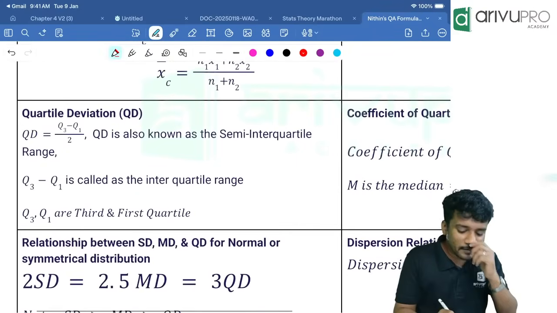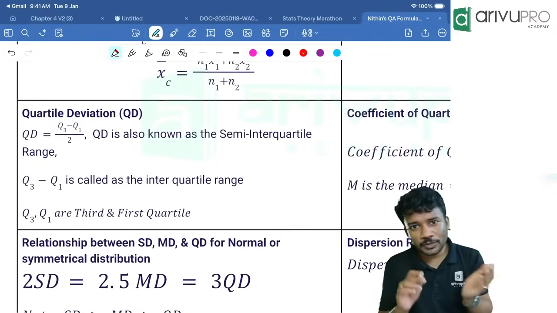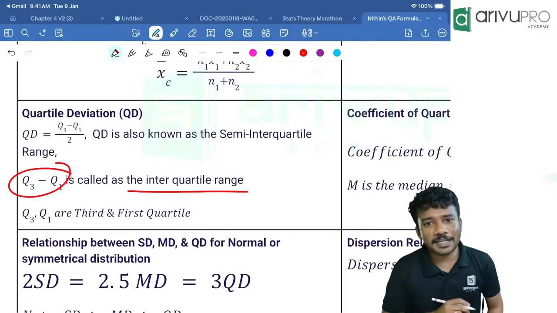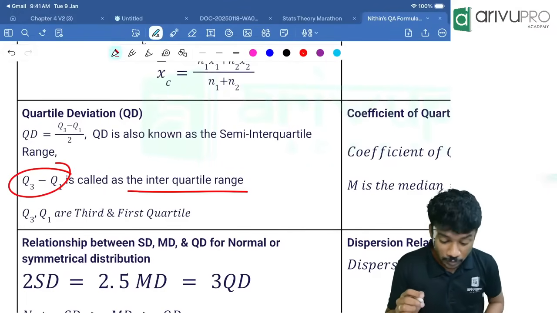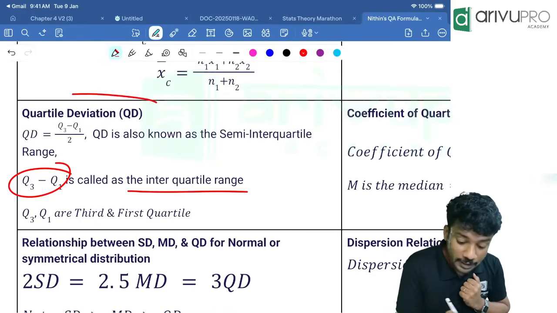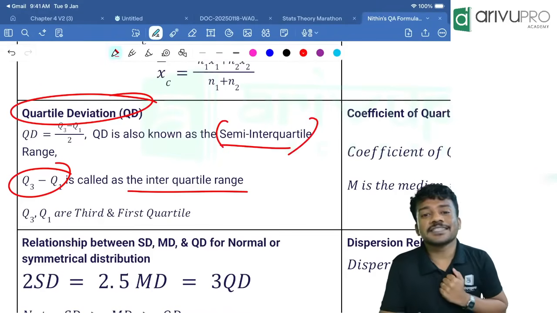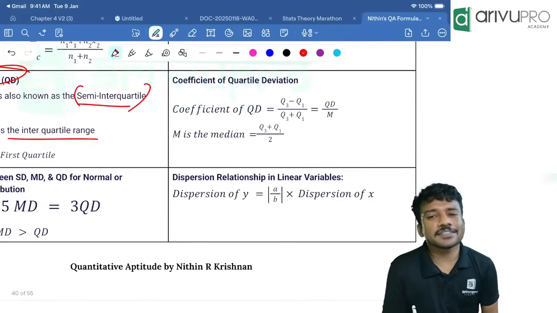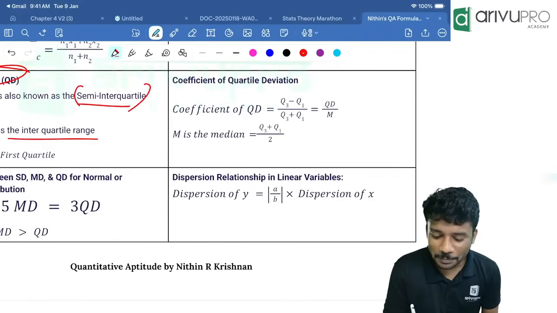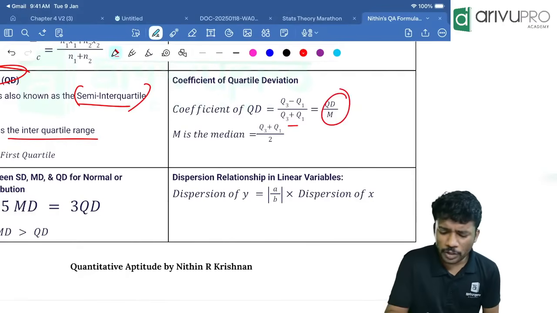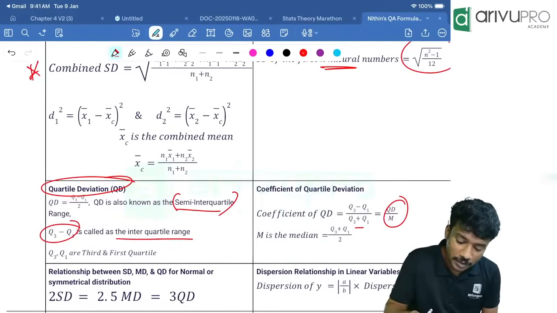Then what is the quartile deviation formula? QD is equal to (Q3 minus Q1) divided by 2. Q3 minus Q1 is nothing but the interquartile range, and (Q3 minus Q1) divided by 2, or quartile deviation, is also called the semi-interquartile range. Coefficient of quartile deviation is very easy. That is (Q3 minus Q1) divided by (Q3 plus Q1), or you can write it as QD divided by M. If you want, you can multiply it with 100.